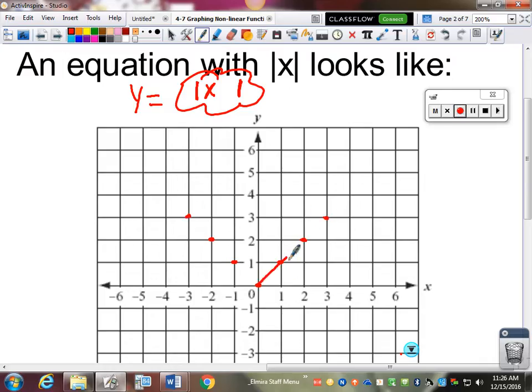Okay, and so on. And it makes a V shape. Now, we don't have any special vocabulary words for it that I know of. We just call it an absolute value graph. And it makes a V shape.